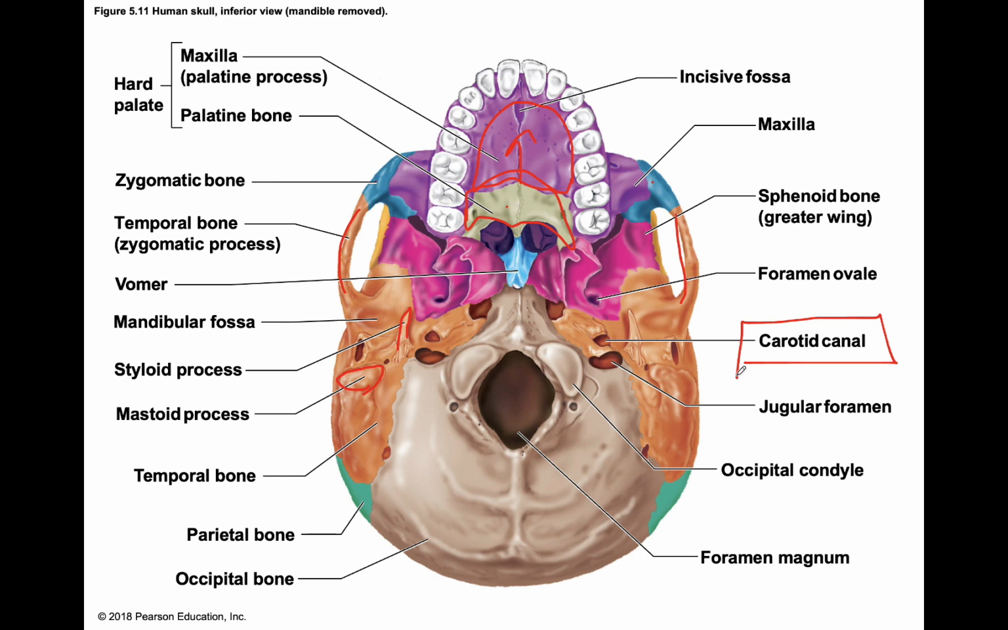Let's see. What else is specific to this one? Oh, this opening here and this opening here. These are called the stylomastoid foramen. Stylomastoid foramen. Makes sense because it's between the styloid process and the mastoid process, and it's an opening, and therefore we call it a foramen. Stylomastoid foramen. The rest of these you can see on other illustrations, but those ones are important for this illustration.